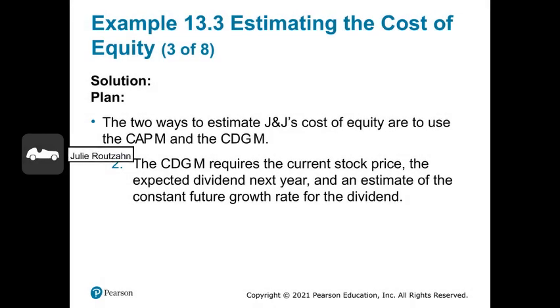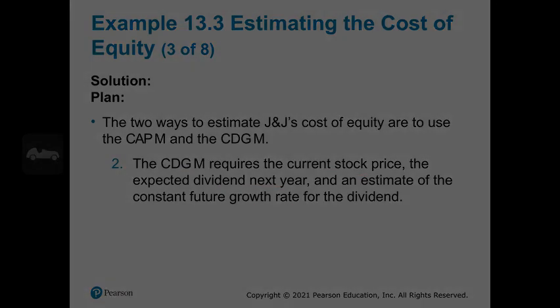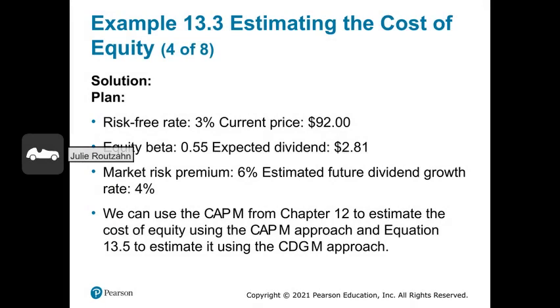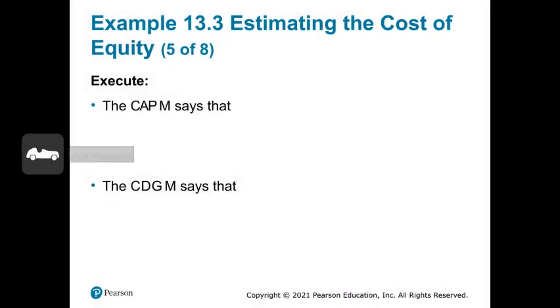The second model is the constant dividend growth model. We need the current stock price, the expected dividend next year, and an estimate of the future growth for the dividend. They list here each of the variables and the information that corresponds with it, so we can substitute them into each of the equations. Again, this should show up on your slide.